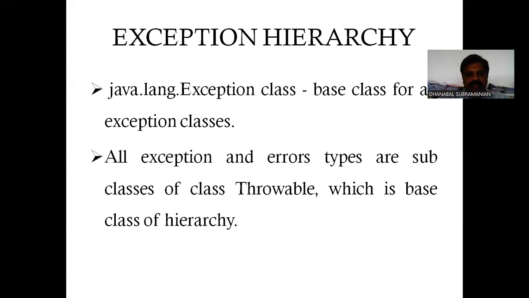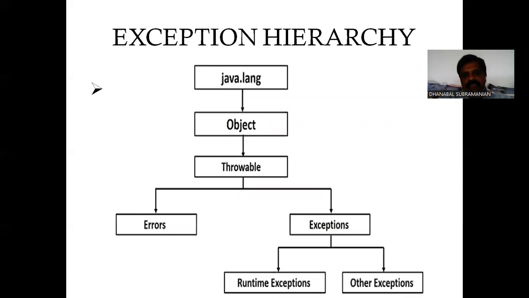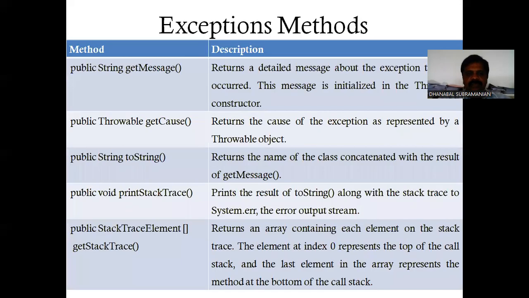Next, the exception hierarchy. Here java.lang.Exception is the base class for all exception classes. So we have to include the java.lang.Exception class with all the exception handling programs. All exception and error types are subclasses of Throwable, which is the base class of the hierarchy. For the exception hierarchy we have one diagram: java.lang, after that Object, next Throwable. In Throwable we have two types, errors and exceptions. In exceptions we have two types, runtime exceptions and other exceptions.